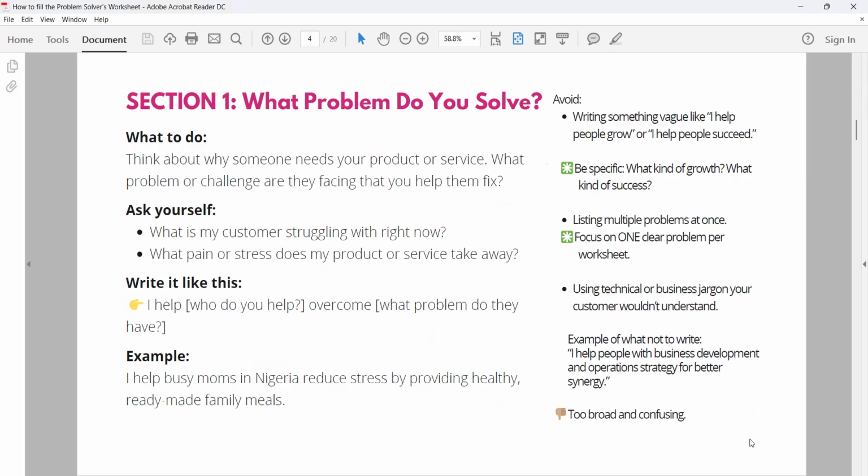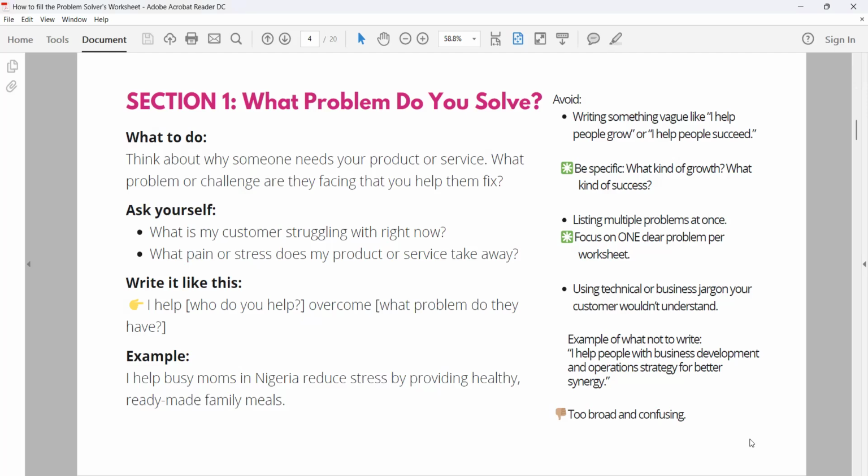The first section, we're going to answer the question: what problem do you solve? I am a marketing consultant. I am also an access to customer consultant. So I'm going to pick just one thing that I offer. That is what I'm going to focus on.